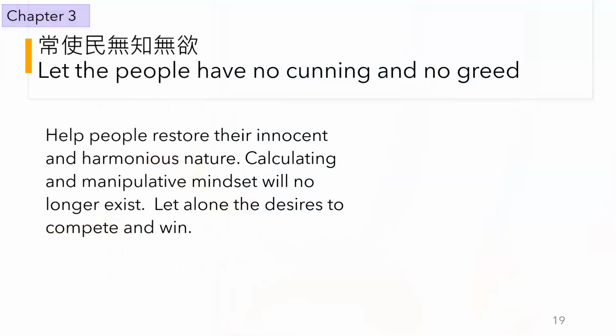And then the sage. A good leader will help people restore their innocent and harmonious nature, so that people have no cunning and no greed. People's calculating and manipulative mindset will no longer exist, not to say the desire to compete and to win. So we read from the text, we find that a good leader teaches people not to compete, not to win.